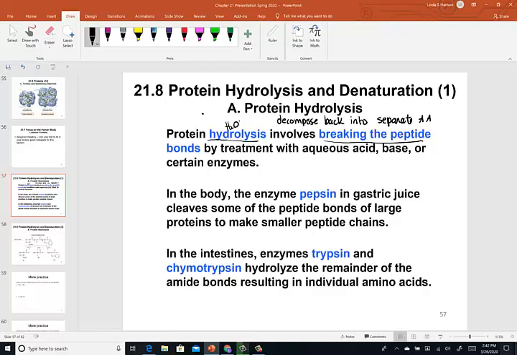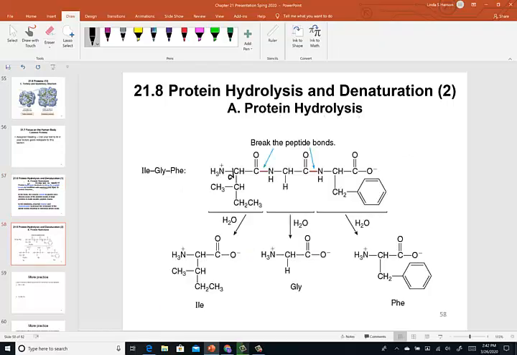By breaking the peptide bonds, you're going to convert the polypeptide chain into individual amino acids in their Zwitterion form. And this hydrolysis can be accomplished by adding aqueous acids, base, or even certain enzymes in our bodies can break apart amino acids through the process of digestion.